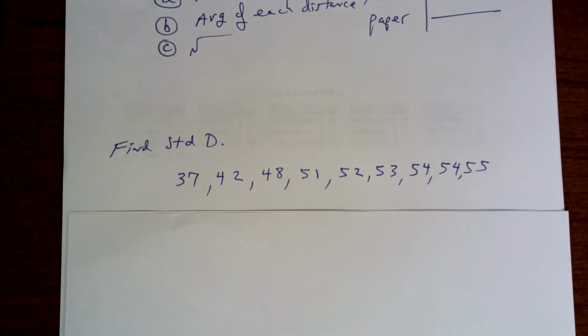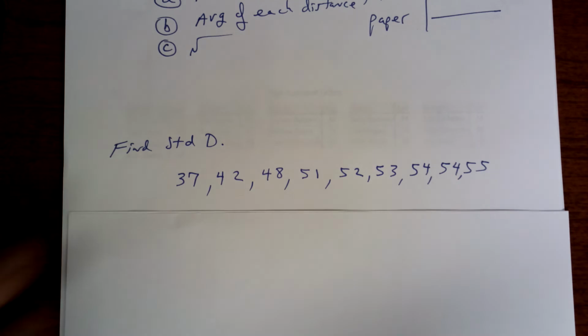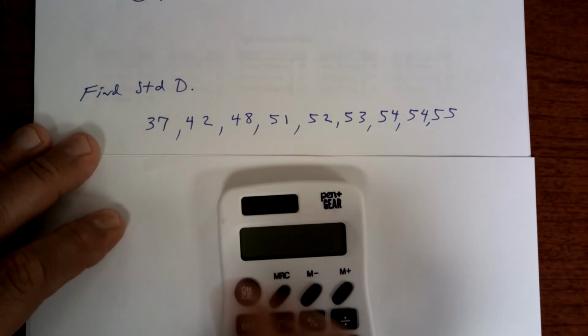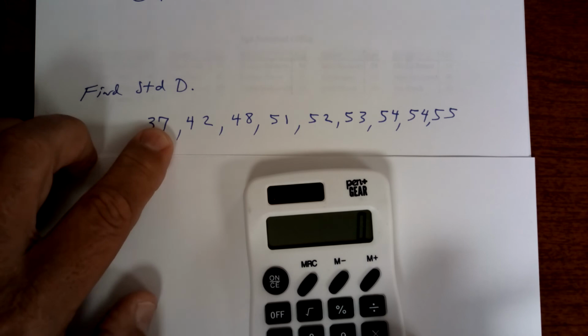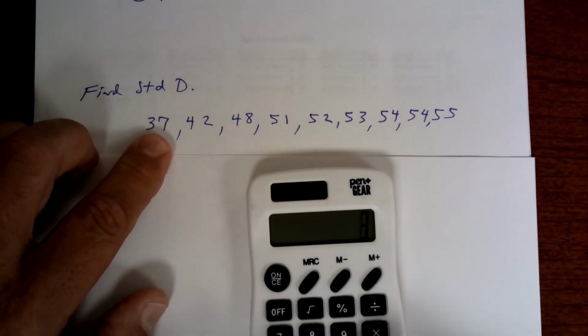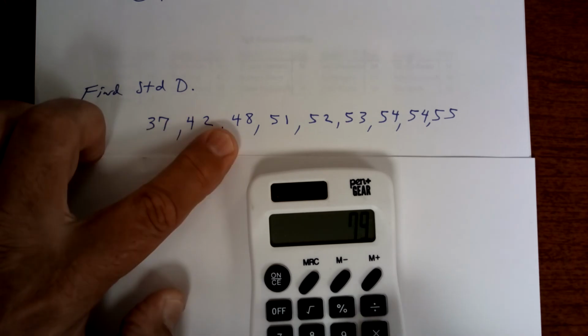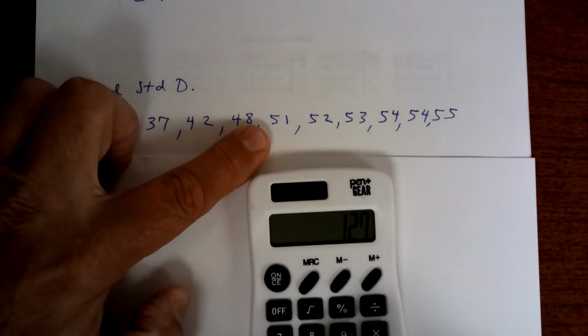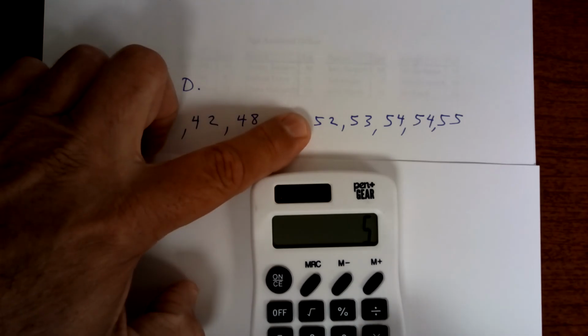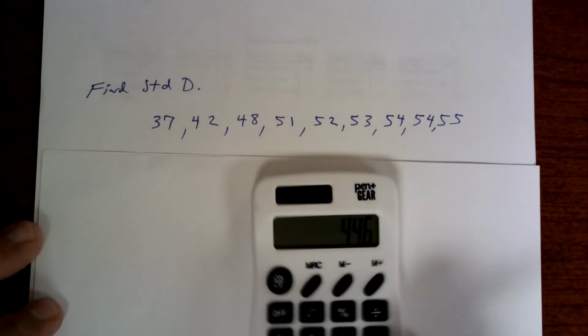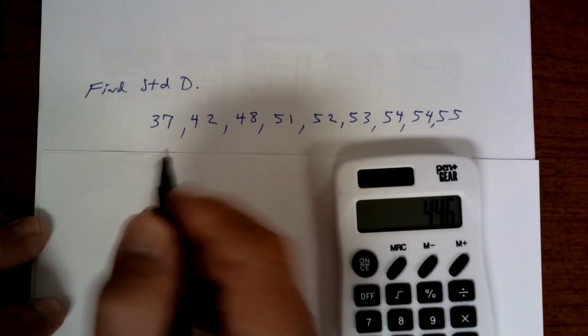Let's first find the average. So get your calculator. If you need one, get up and get it. So 37 plus 42 plus 48 plus 51 plus 52, 53, 54, 54, and 55. Okay, make sure you get 446 as the total.